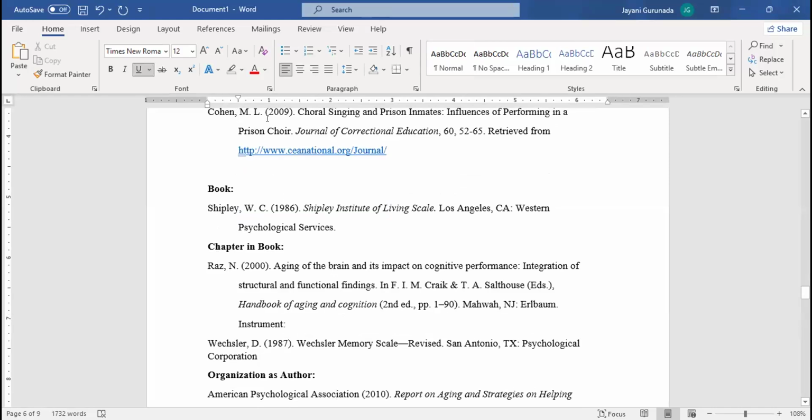Et al. You can find it from the references of others, then put the year and write, right? If there are more than 3 and it is a book, Shipley, W.C., year. Then this is the book name, Shipley Institute of Living Scale, the name of the book, and then the place, right?